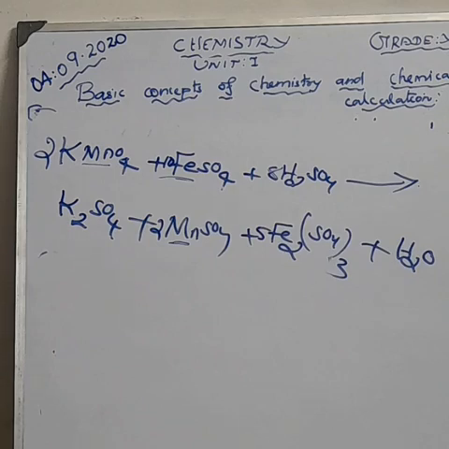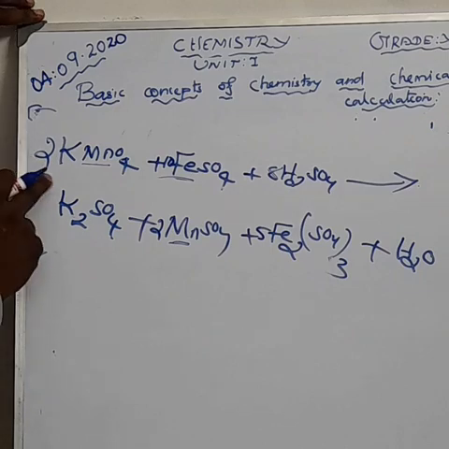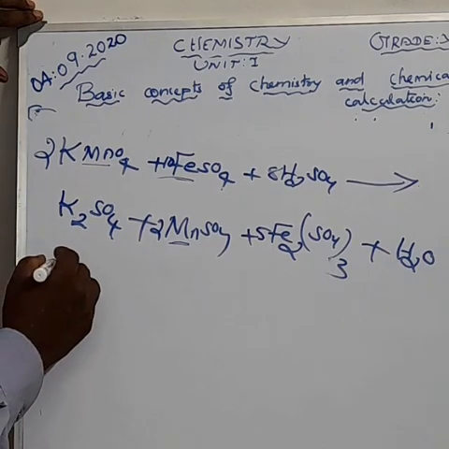It is going increasing or decreasing. Suppose the oxidation number increases. It is called what? Oxidation number is increasing, it is oxidation. Suppose the oxidation number is decreasing. It is what? Reduction. Okay. Then first you find out the KMnO4. What is the oxidation number of KMnO4?